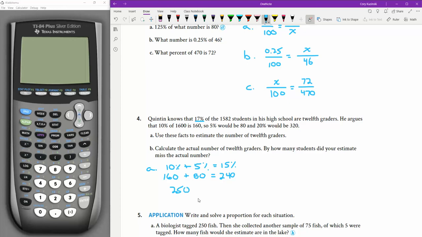Yeah, like 1% is 16. So actually, I could add like 32 more onto it. Maybe I should. Whatever. Let's go 250 students. 250 12th graders.